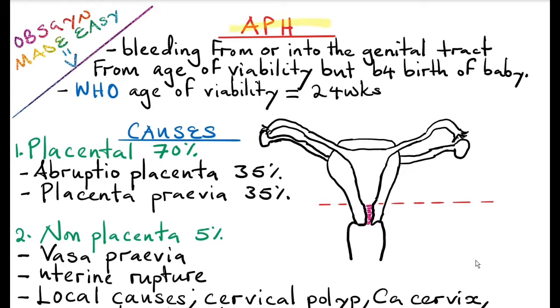So what is antepartum hemorrhage? Antepartum hemorrhage is bleeding from or into the genital tract from the age of viability but before the birth of a baby. Age of viability in developing countries is 28 weeks, but for developed countries they use 24 weeks. WHO recommended age of viability as 24 weeks gestational age.